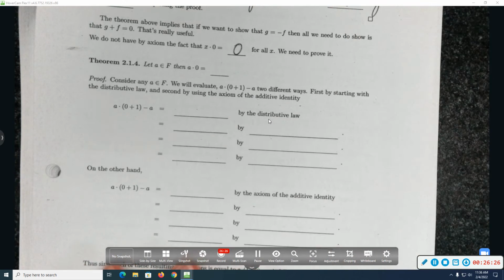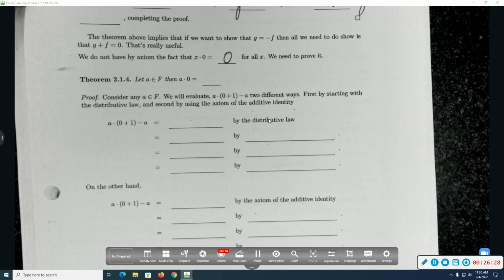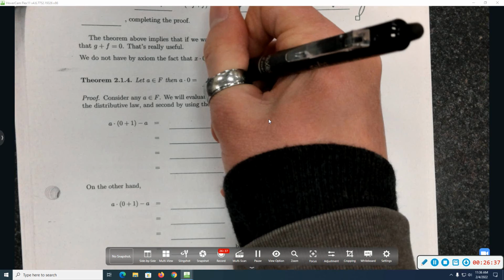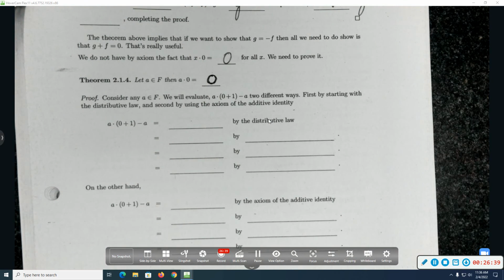Now we're ready to get to the thing that is written there. Anything times 0 should always be 0. Let's prove that. Let a be in F, then a times 0 is equal to 0. And we'll do a similar trick. We'll evaluate a times 0 plus 1 minus a in two different ways. And maybe we'll even try to motivate that a little bit.